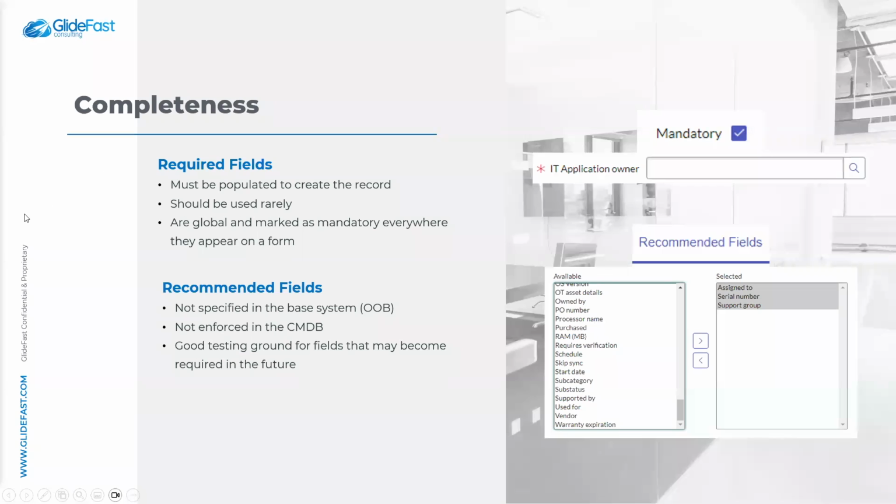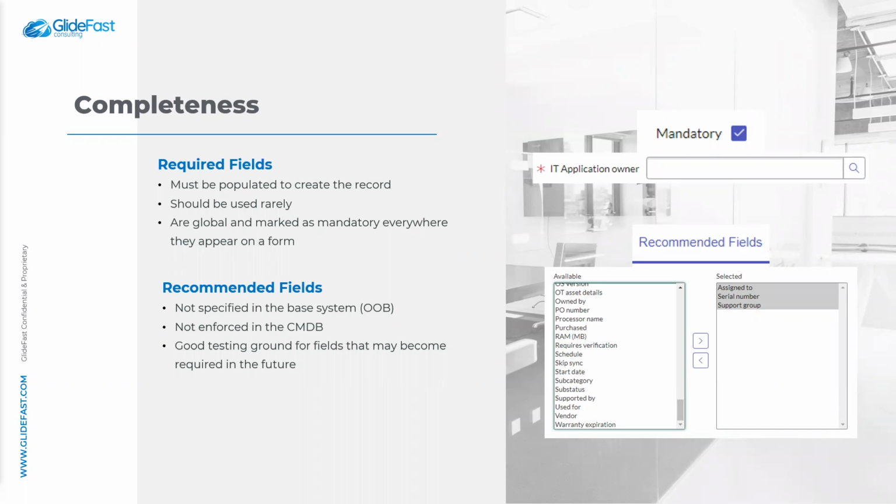Completeness, let's get into the nuts and bolts here of how to actually use this thing and configure stuff. So completeness, from a high level, you have two things that you need to be thinking about. Required fields, we all know what required fields are. They're mandatory. If you go into the dictionary of any record, essentially, there's the mandatory flag. This is really what this comes down to.